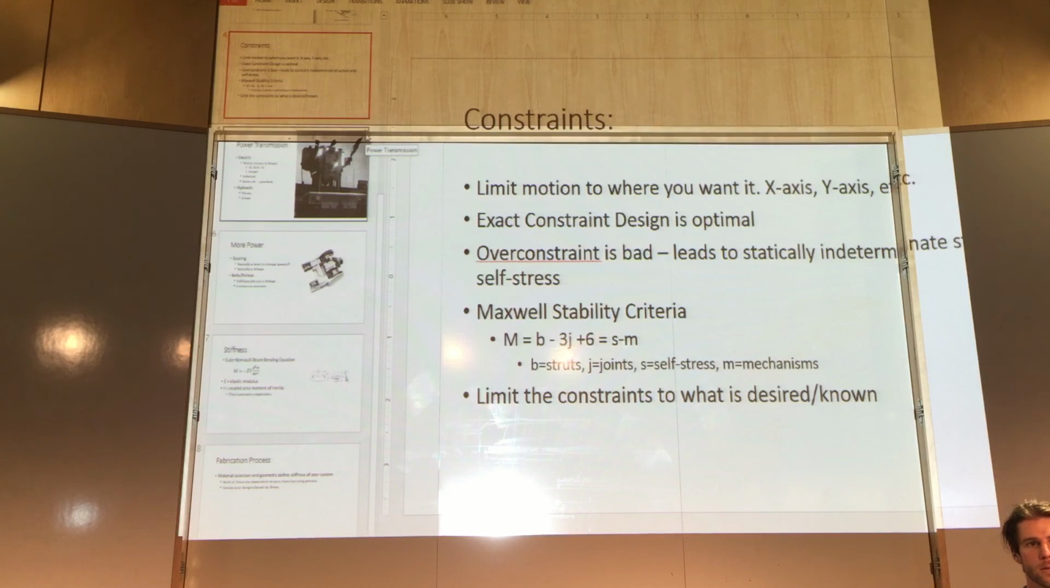Could you go over what all those different things mean? Because it's hard for me to imagine how you'd count mechanisms, for example.